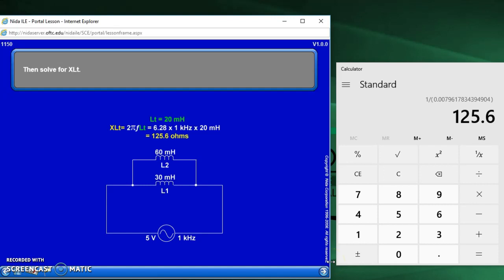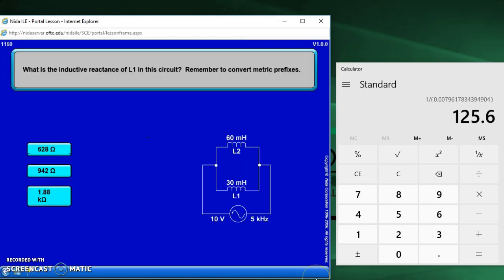So now we can get X of Lt this way, simply by applying X of L equals 2 pi f L to the overall L value that we get for Lt. So again, it's our option to do that. And once we do that, we arrive at 125.6, which is the same value we got when we reciprocated or product over summed the two values for L1 and L2.